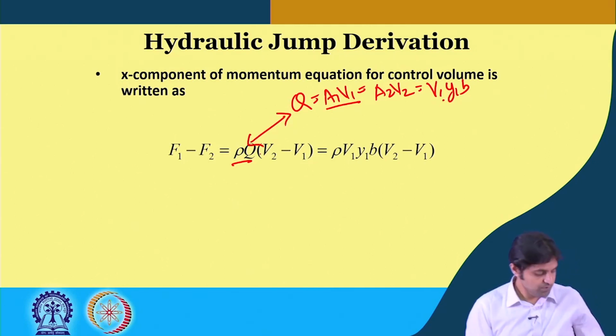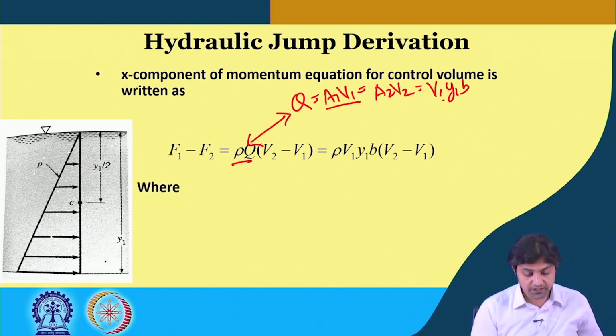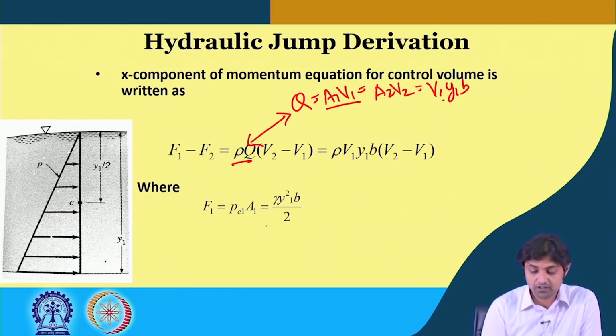Now, we need to determine F1 and F2. So, how to determine F1 and F2? This is a simplified diagram of the hydrostatic pressure that we have drawn, the force due to the hydrostatic pressure. If you remember, F1 can be given as rho into pressure at the midpoint C1, into A1. So, this will be gamma Y1 by 2 into Y1 B.